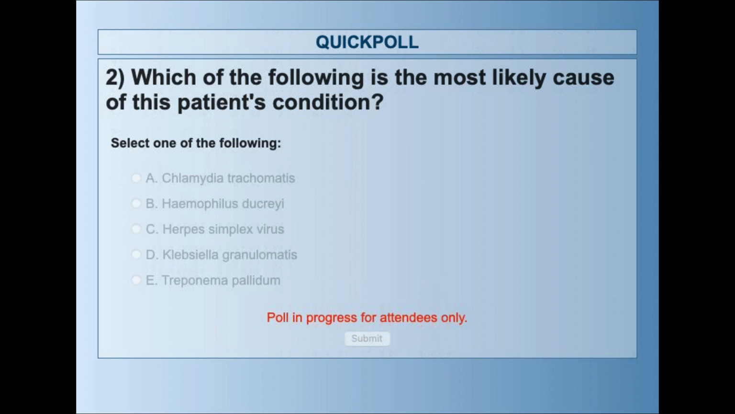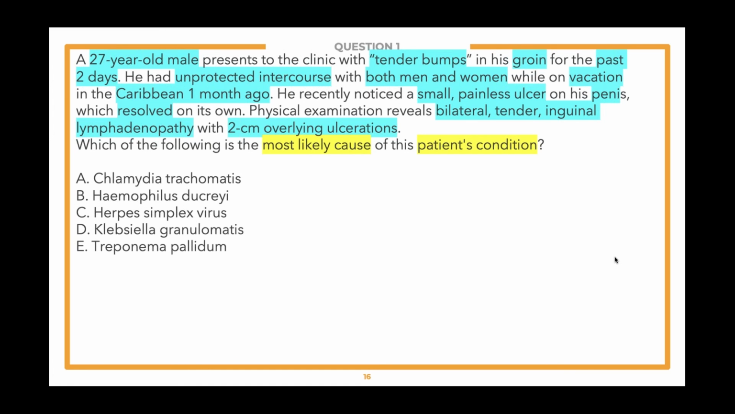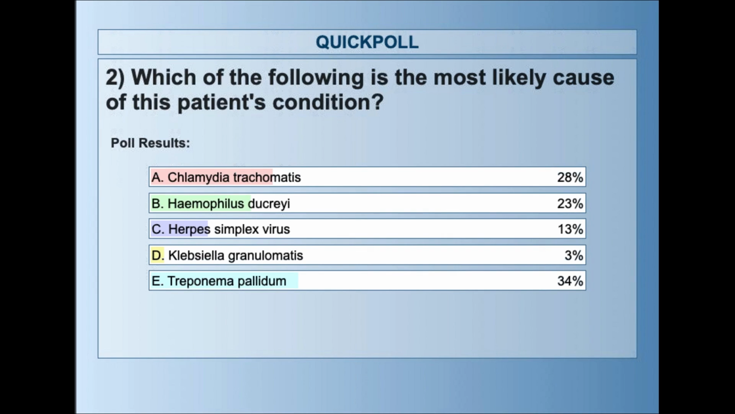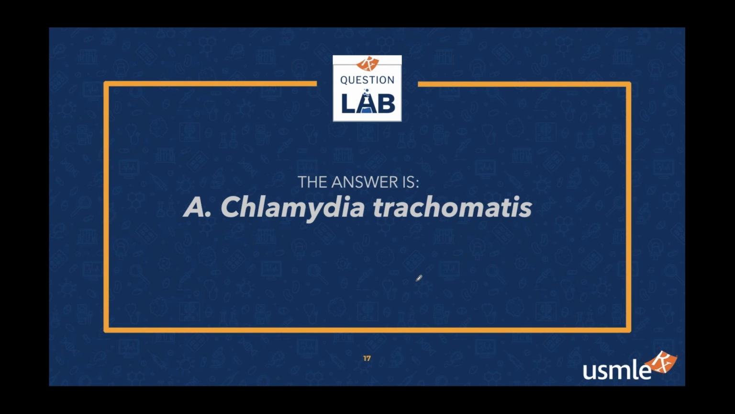All right, well, let's take a look and see what all of you selected. 34% of you selected Treponema pallidum. In first place, that was answer choice E. In second place, 28% of you picked chlamydia. So let's take a look and see what the correct answer is. And the correct answer is A, chlamydia, and 28% of you got it right. So great job, everyone. Definitely a challenging question. Let me hand it off to Boris.